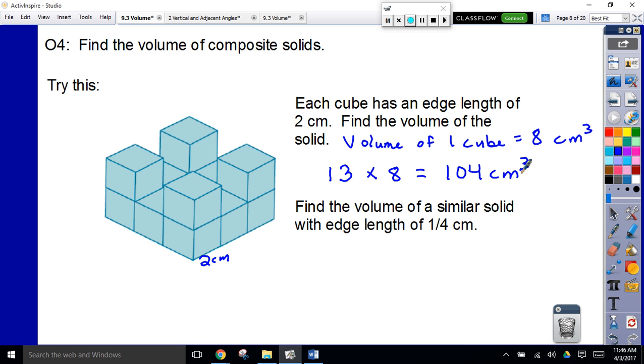Isn't that nicer? You don't have to worry about subtracting shared things or anything like that. You just figure out how many little cubes will fit inside here. There's going to be 8 in each one of these squares. There's 13 squares, so it's just 13 times 8. Okay, let's look at another example.